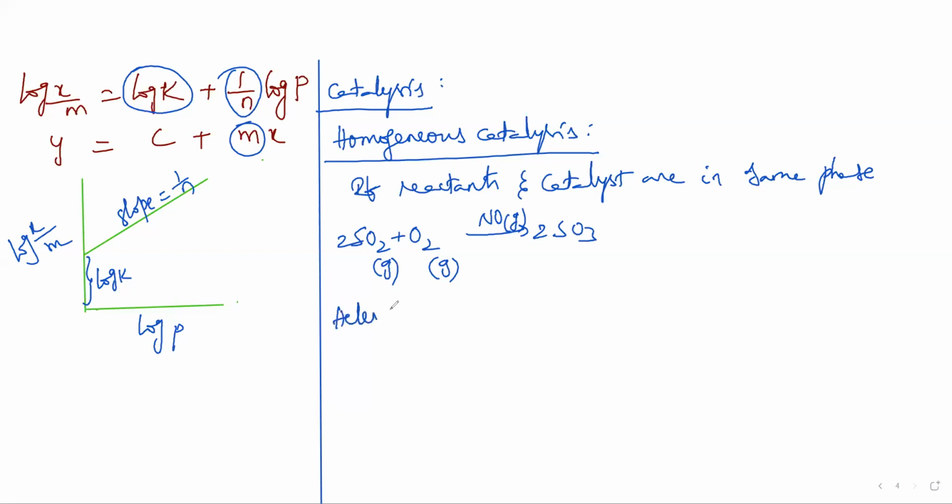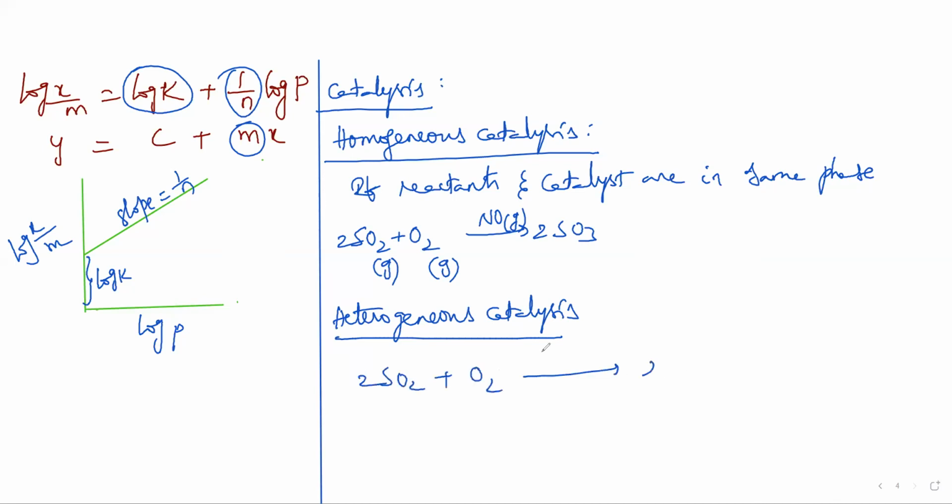Next one, heterogeneous catalysis. In that, 2SO2 plus O2 gives rise to 2SO3. Here vanadium pentoxide is the catalyst. Now SO2 is gas, oxygen is gas, vanadium pentoxide is solid. Now reactants and catalyst are present in different phases.